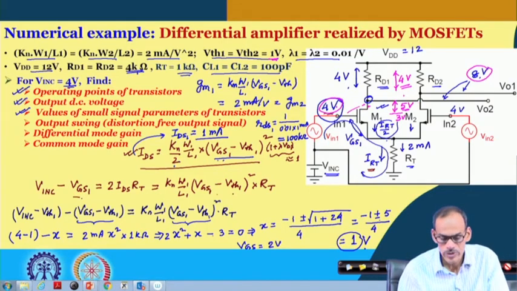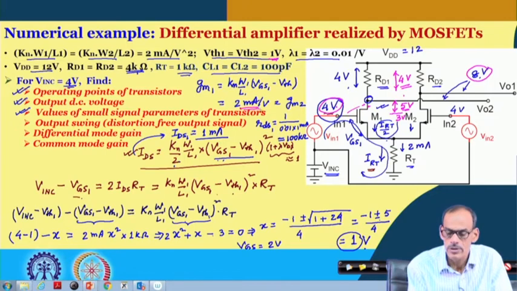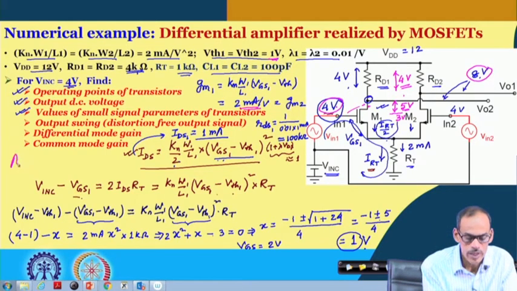Now, coming to the gain, GM is 2 milliampere per volt. So, that gives us the differential mode gain AD equals GM1 into RD. So, this is 2 milli multiplied by 4 K. So, that is equal to 8.